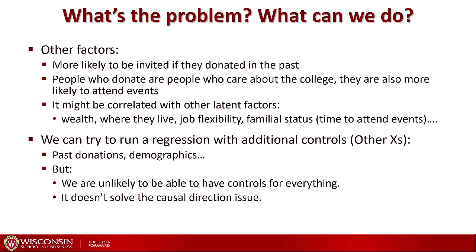It might be correlated with many other factors. The organizer might focus on the richest alumni, or people who are free to attend events, they have more flexibility with regard to job or family, and so they also have more flexibility in terms of donation. You can think of many other factors like this. You could try to run a regression with additional explanatory variables to control for these factors, such as past donations or demographics. However, you might not have these data, and even if you have these data, it doesn't solve the causality issue. You still cannot say that the events cause donations to increase.